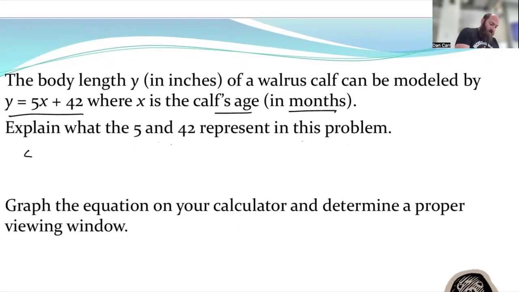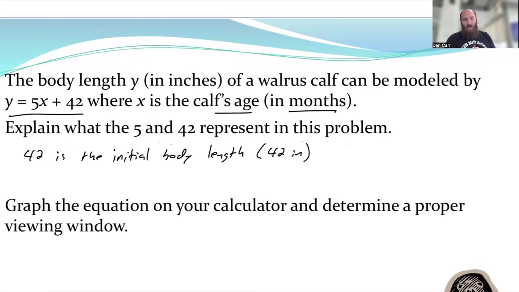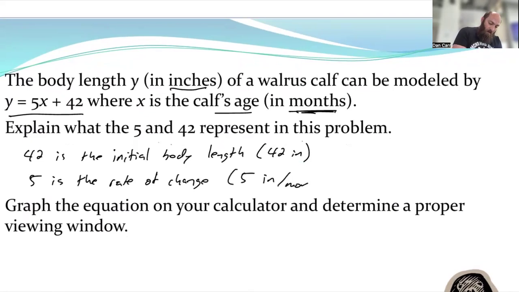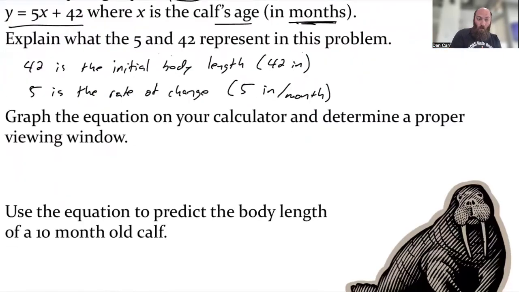I'm going to start with the 42. So 42 is the initial body length, which means it's going to be 42 inches. Okay, that's what our initial idea is. 5 is the rate of change. So because we're changing inches in comparison to months, that means it's changing 5 inches per month is the idea. So now what we can do is we can use that to graph.